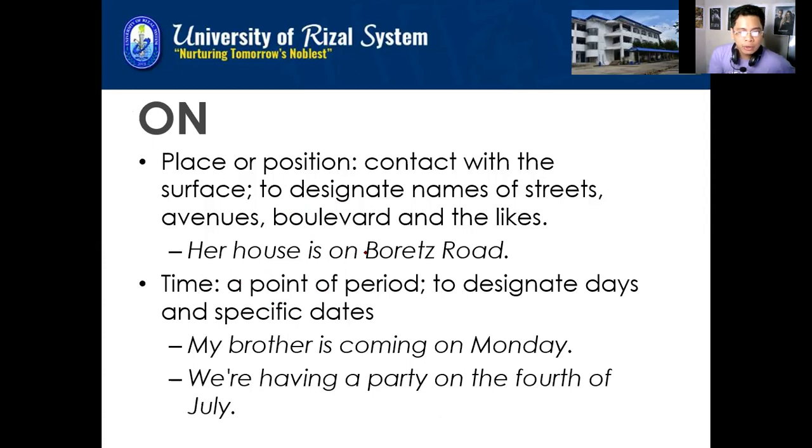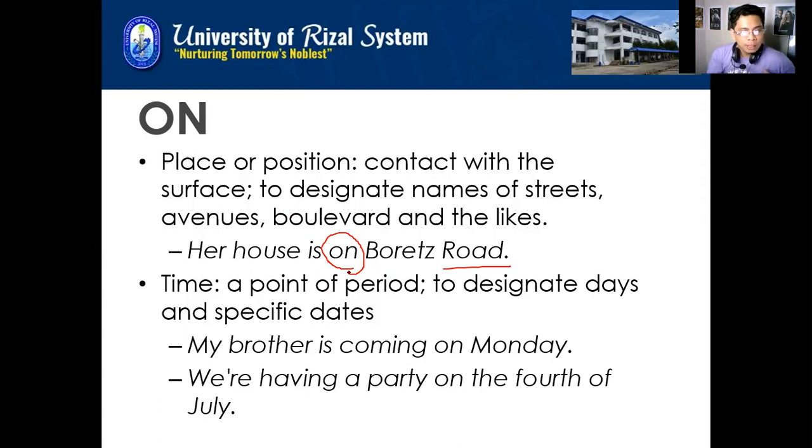So we say her house is on Boret's Road. Since we are pertaining to a road, we are using on. Why not in? Because when you say your house is in Boret's Road, it seems like this is the road, so that person is living inside the road. So it's unnecessary.